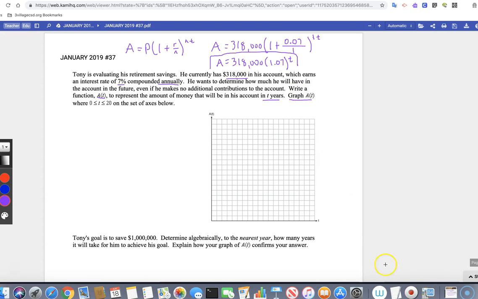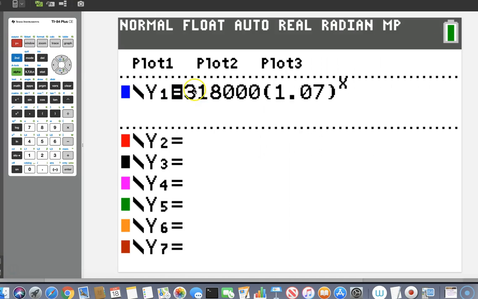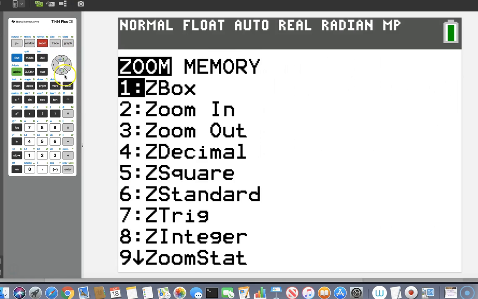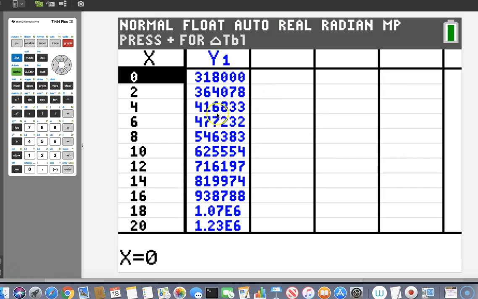So if we go to our calculator now to help with getting this graph down on paper, I would say put our equation into our calculator first, and then if we perhaps just graph this on a normal viewing window, we're not going to see anything at all, and that is common with these types of problems. So to help see things, we can go to our table and start to get a sense of what our y values are. Starting at x equals 0 and going all the way up to 20, we see that we're starting off at 318,000, and our values are going to steadily increase.